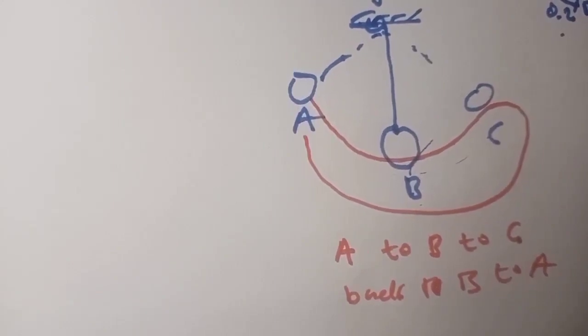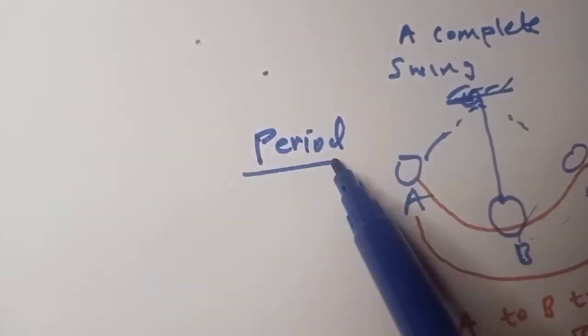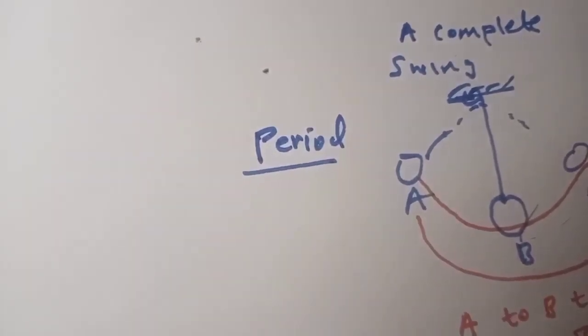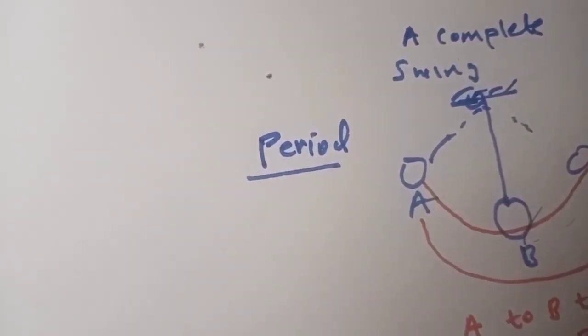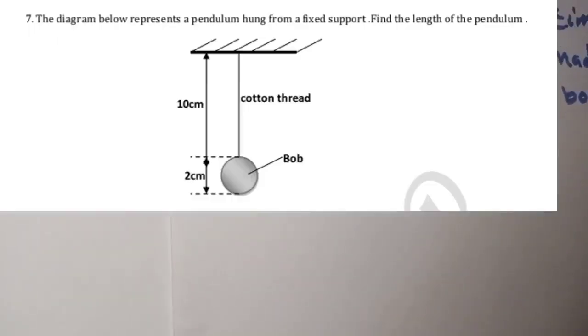The last question says, what do we call the time taken for the pendulum to make a complete oscillation? It is called the period. So that's just the definition of a period. Period is the time taken for the pendulum to make a complete oscillation or a complete swing.